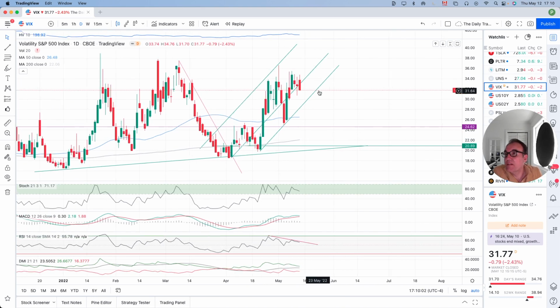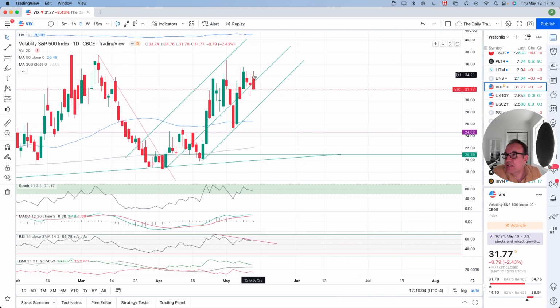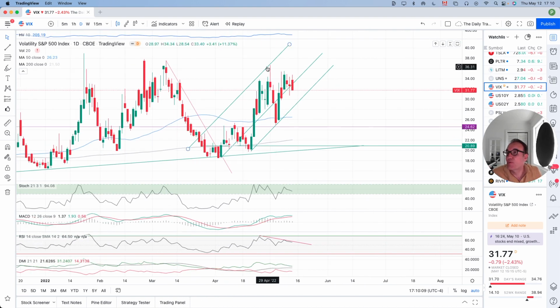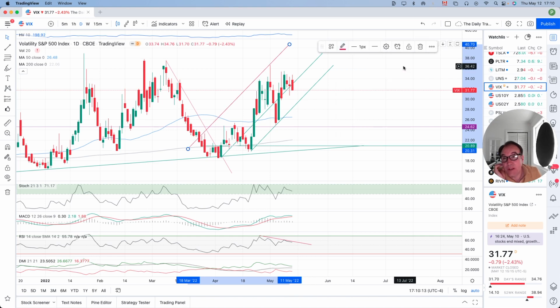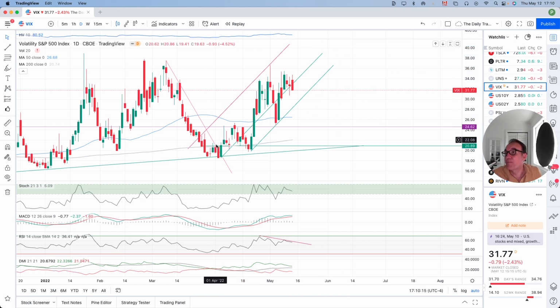Today, what is interesting is that VIX is coming down a little bit, and we can draw the same support and resistance on the VIX as we are doing with stocks. So right now, we are in a bullish trend for the VIX. The VIX has been going up basically since April 4th.